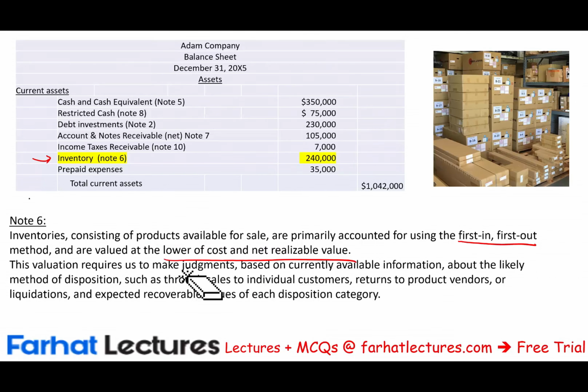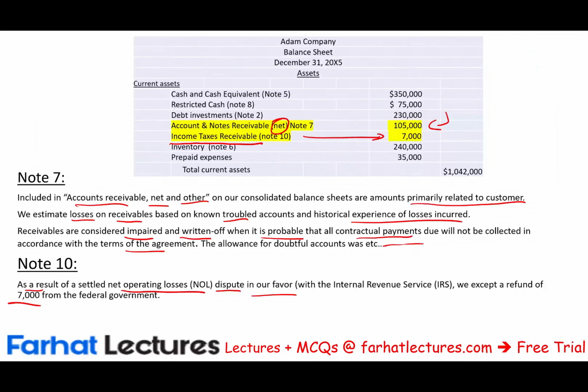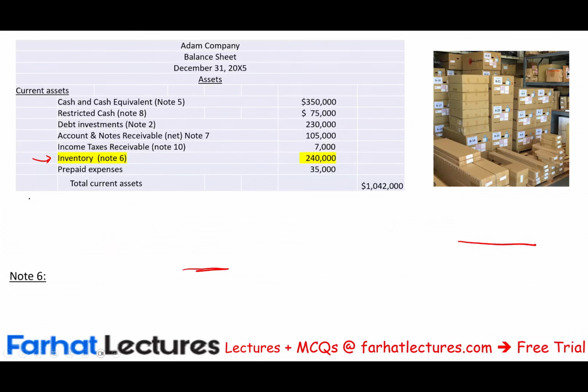Now, because we use lower of cost or net realizable value, this valuation requires us to make a judgment. Remember, one of the weaknesses of the balance sheet is that we make judgments, and this is an example of it. Just like we make an estimate about the troubled accounts and the written off accounts, we make a judgment about this. Same thing with inventory.